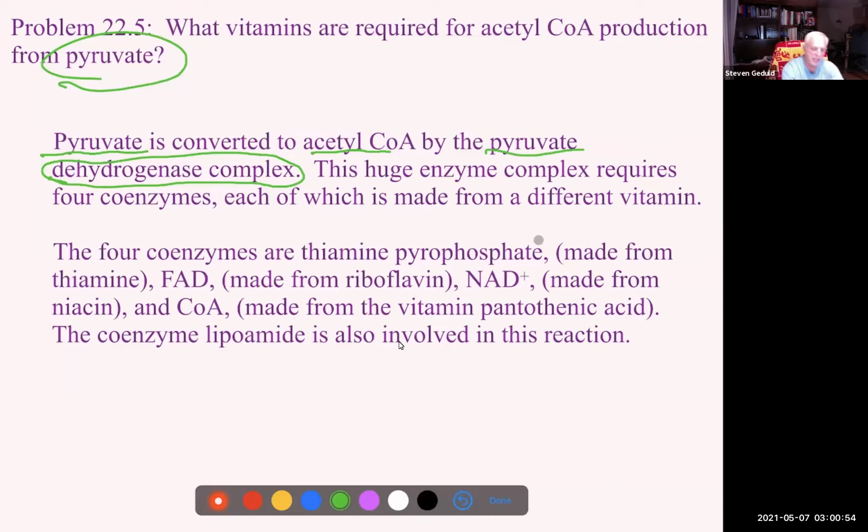So this huge enzyme complex requires 4 coenzymes, okay, each of which is made from a different vitamin. The 4 coenzymes are thiamine pyrophosphate, made from thiamine, FAD, which is made from riboflavin, NAD+, made from niacin, and coenzyme A. So those all come together in that complex. Okay, this huge complex, and that forms acetyl coenzyme A.